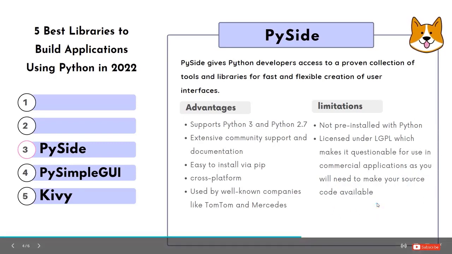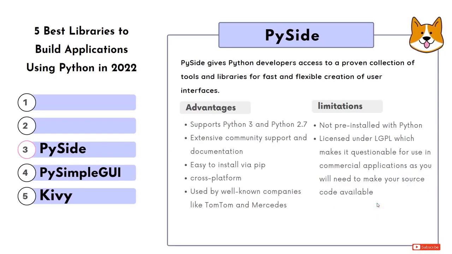That means when it comes to the top companies, when they are building something confidential, they cannot secure their code; they have to show their code according to this LGPL.